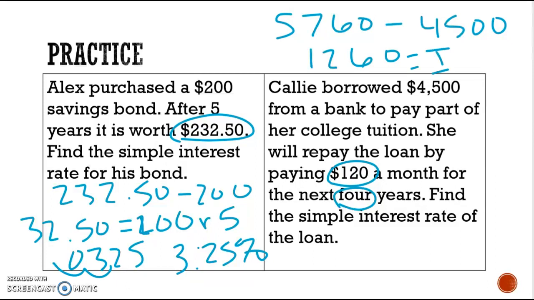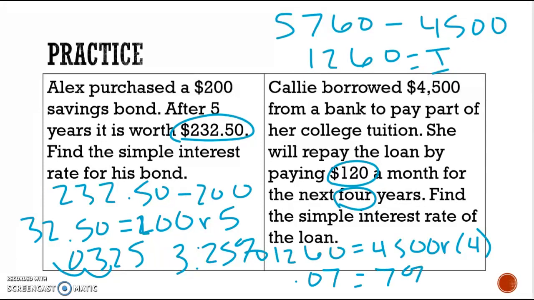So that is how much extra she has to pay. That's her interest. So 1,260 equals 4,500 times rate times 4 years. So 1,260 divided by 4,500 divided by 4 gives us an answer of 0.07, which is 7%.